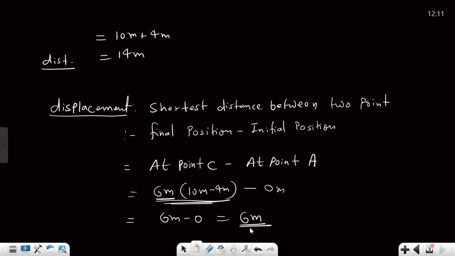So the displacement is what? 6 meter. We can say that the shortest distance between 2 points is the displacement, and also final position minus initial position is displacement.